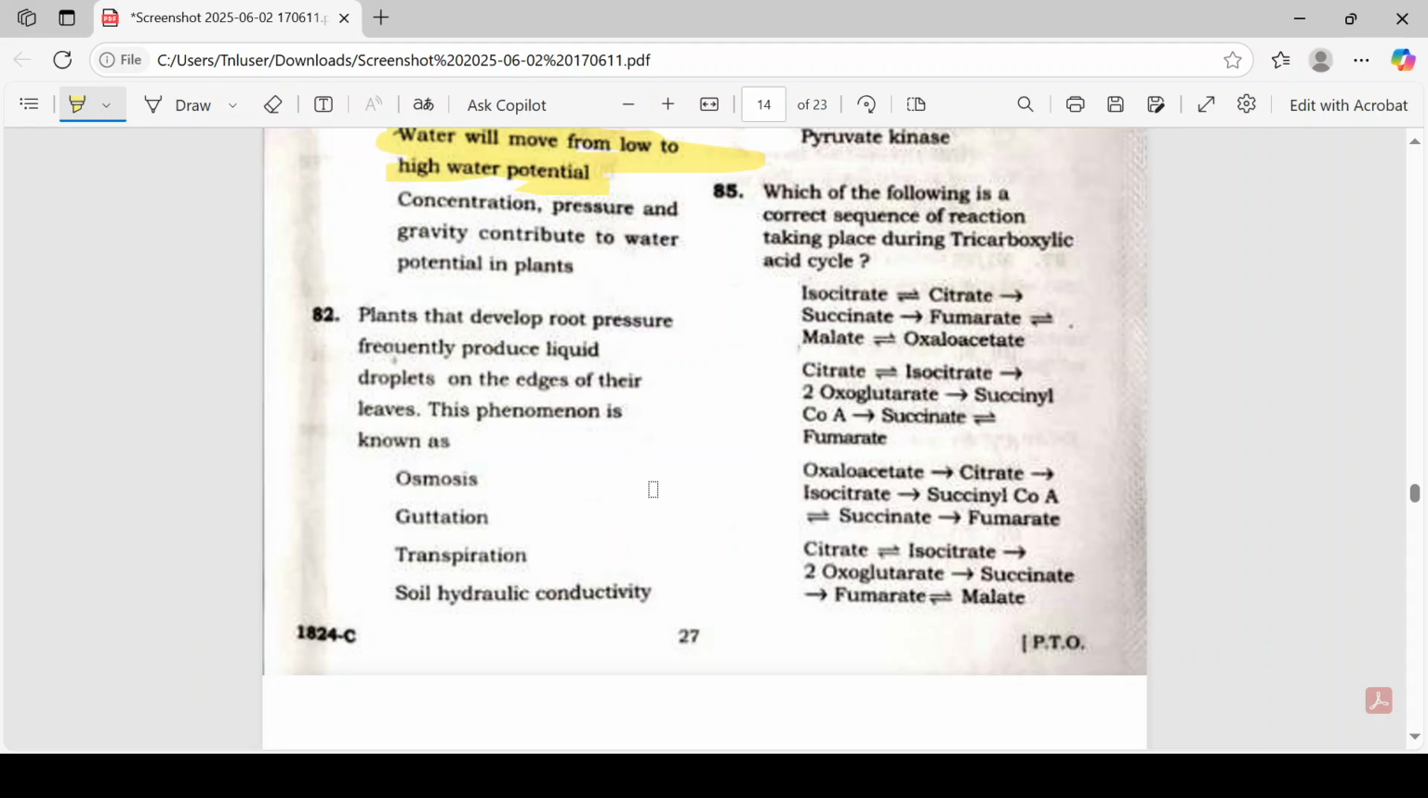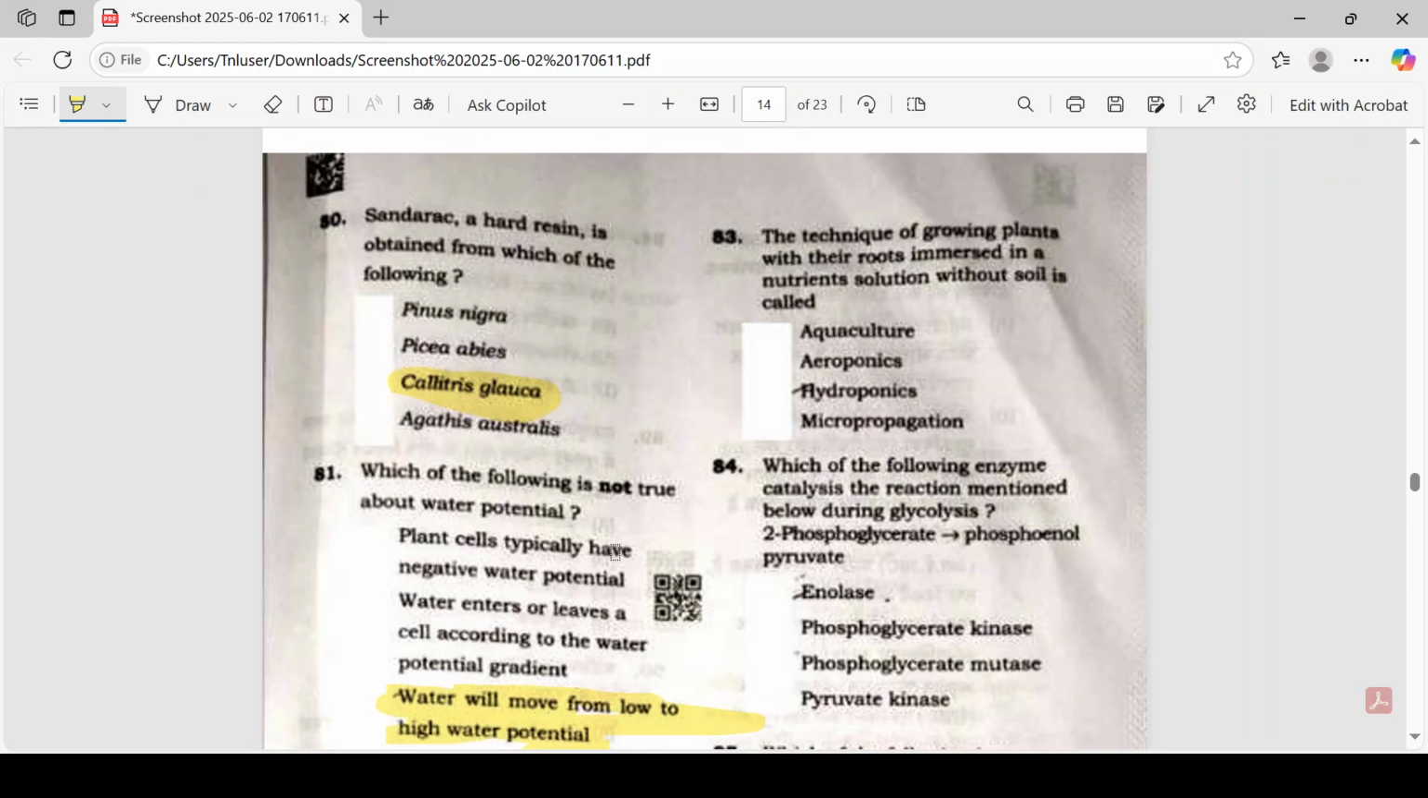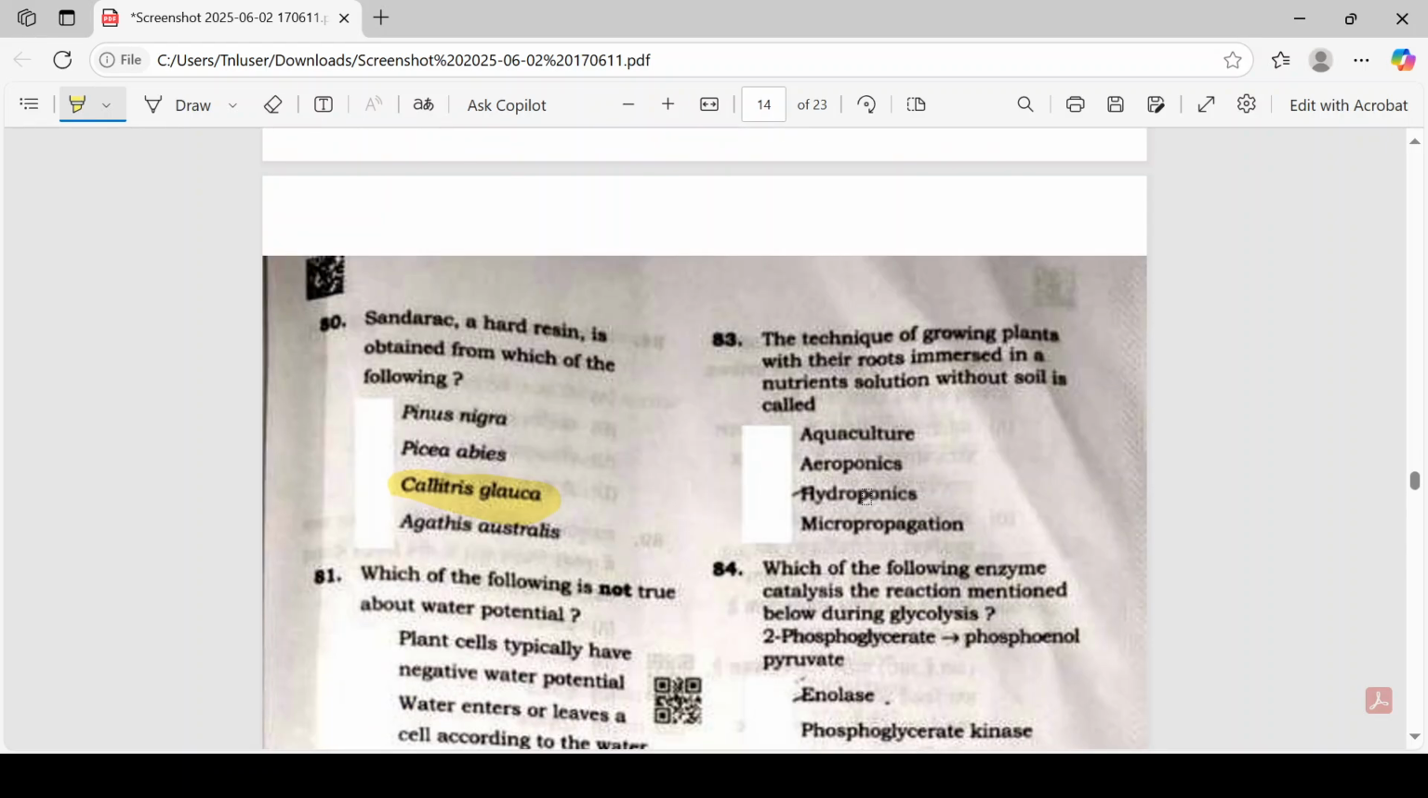Question number 82. Plants that develop root pressure frequently produce liquid droplets on the edges of their leaves. This phenomenon is called as, so yeah, this phenomenon is called as guttation. Very basic question. Question number 83. The technique of growing plants with their roots immersed in nutrient solution without soil is called as hydroponic, will be the correct answer.